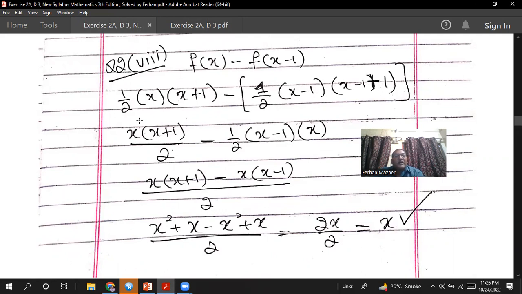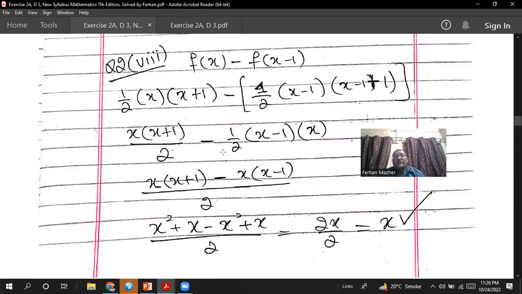So this will be x into x plus 1 by 2 minus 1 by 2. It will be x minus 1. This will be x. Okay, so now I will take the LCM. The LCM will be 2. So this will be x bracket x plus 1 minus x bracket x minus 1. So just open it, x square plus x minus x square plus x divided by 2. So minus x square plus x square will be cancelled.